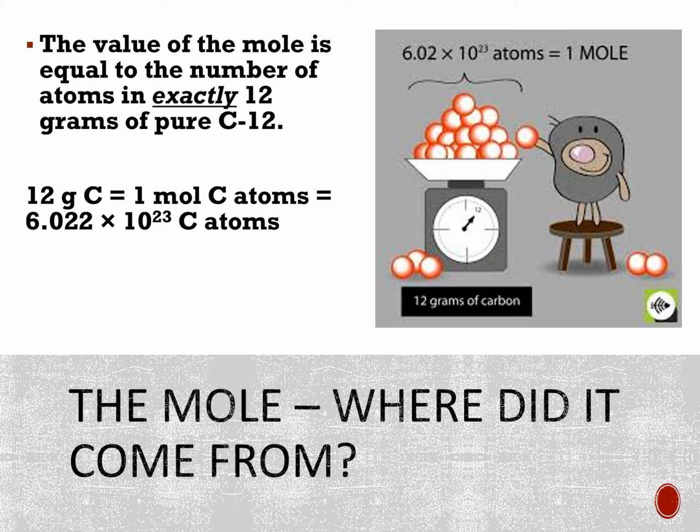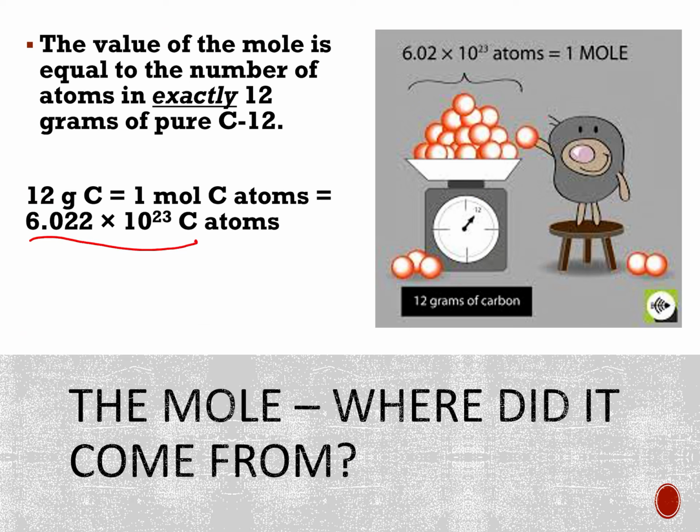And the way that it is defined, just if it comes up, the value of the mole is equal to the number of atoms in exactly 12 grams of pure carbon-12. So if there were no carbon-13, no carbon-14, we just had pure carbon-12, and we measured out 12 grams of carbon-12, then there are 6.022 times 10 to the 23rd atoms in that amount.